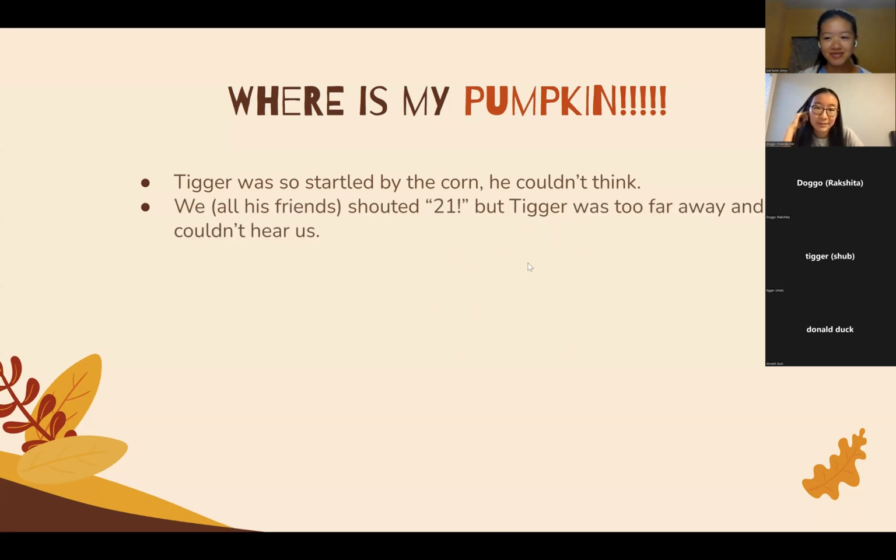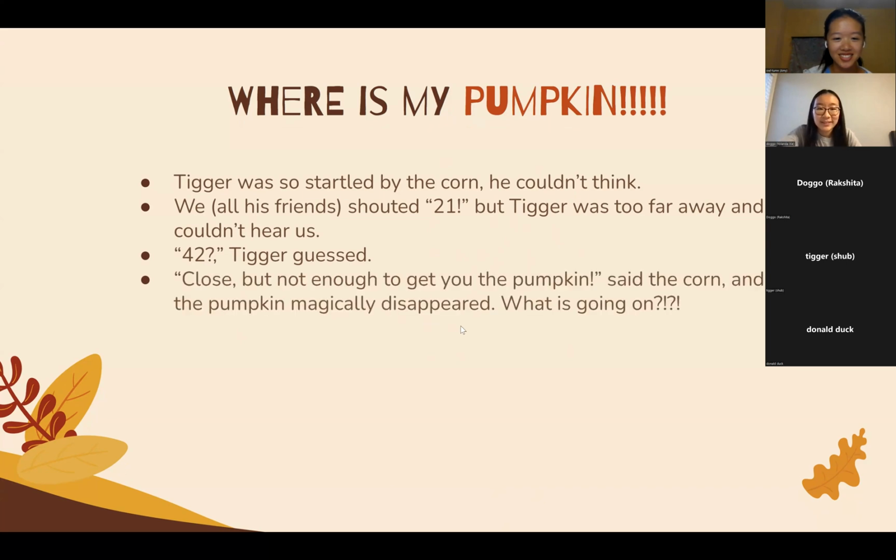So everyone else starts shouting at him 21 because they have a lot of logic, but Tigger can't hear them. And so Tigger is just really confused. He guesses 42 because that's his favorite number. It's the meaning of life. And then the corn responds by saying, "That's close, but not enough to get you the pumpkin."